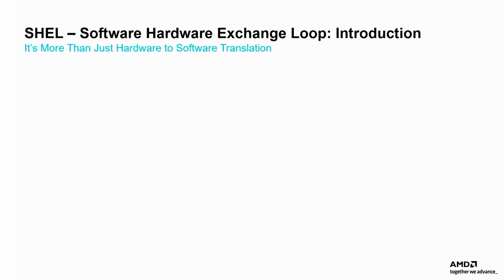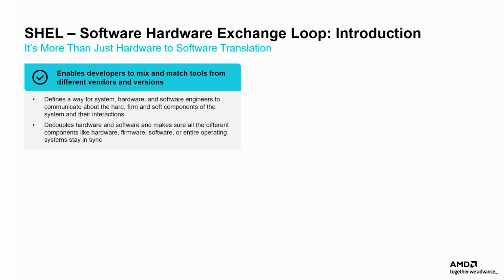The software-hardware exchange loop, SHELL, flow, is a comprehensive process designed by AMD as part of EDF to facilitate the exchange of hardware and software configuration data among various open source and proprietary tools. This includes the Yocto Project, Zephyr West, AMD Vitis Unified Software Platform, and AMD Vivado Design Suite. SHELL allows users to mix and match tools from different vendors and versions.